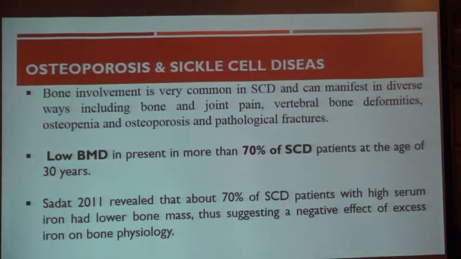In sickle cell anemia, bone involvement is very common and can manifest in diverse ways, including bone and joint pain, vertebral bone deformities, osteopenia, osteoporosis, and pathological fracture. Low bone mineral density is present in about 70% of sickle cell patients after the age of 30 years.